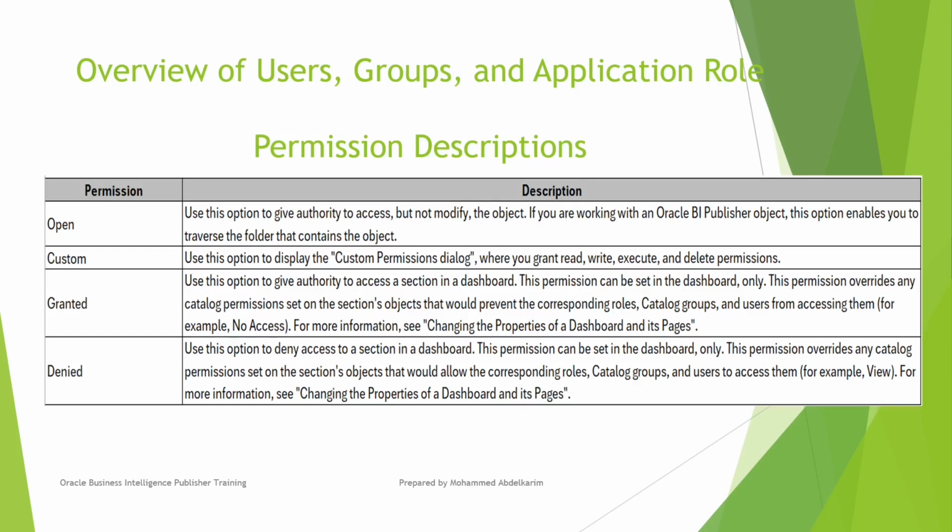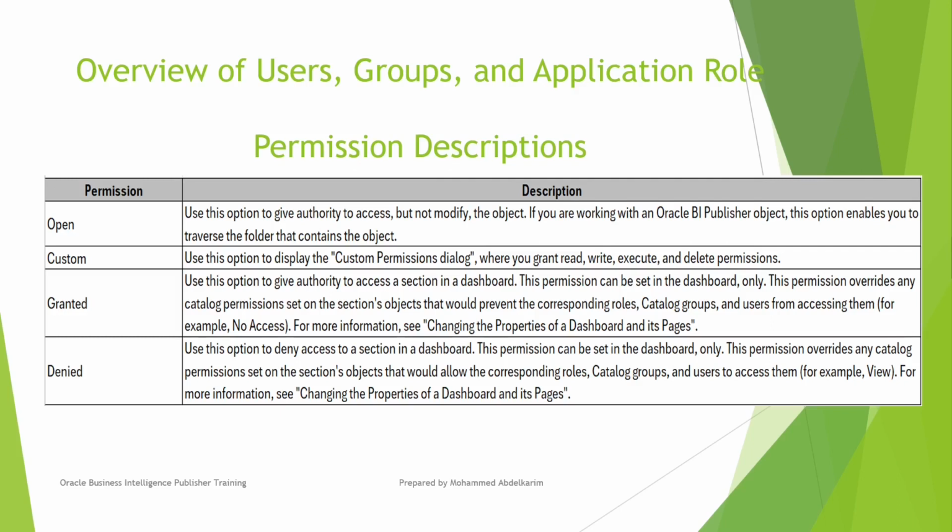Granted. Use this option to give authority to access a section in a dashboard. This permission can be set in the dashboard only. This permission overrides any catalog permissions set on the section's objects that would prevent the corresponding rules, catalog groups, and users from accessing them. For example, no access.